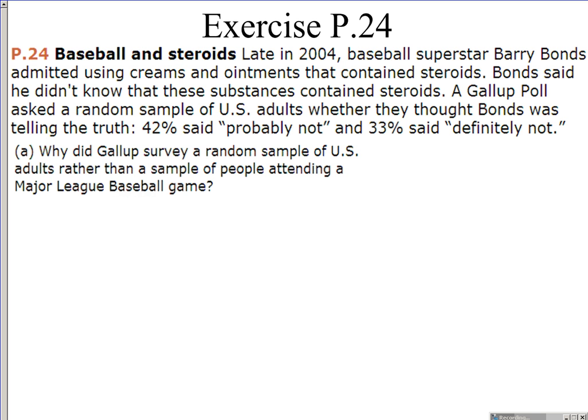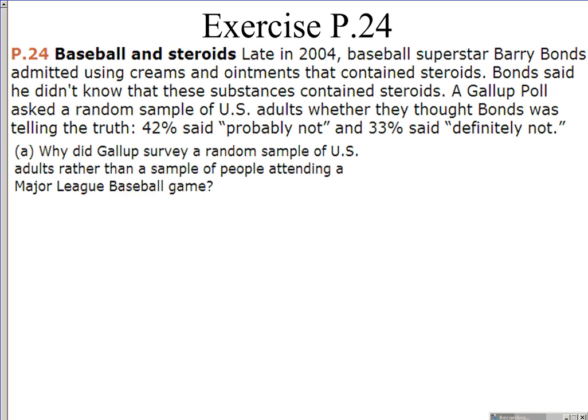Problem 24. Late in 2004, baseball superstar Barry Bonds admitted using creams and ointments that contained steroids. Bonds said he didn't know that these substances contained steroids. A Gallup poll asked a random sample of U.S. adults whether they thought Bonds was telling the truth. 42% said probably not. 33% said definitely not. Why did Gallup survey a random sample of U.S. adults rather than a sample of people attending a major league baseball game?